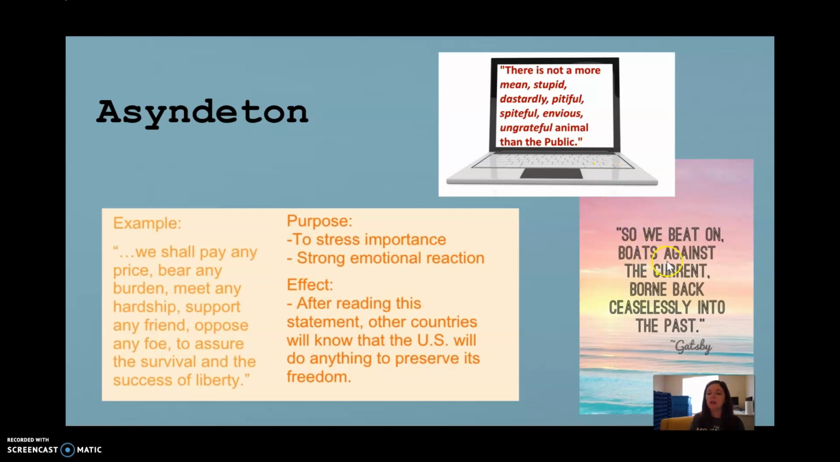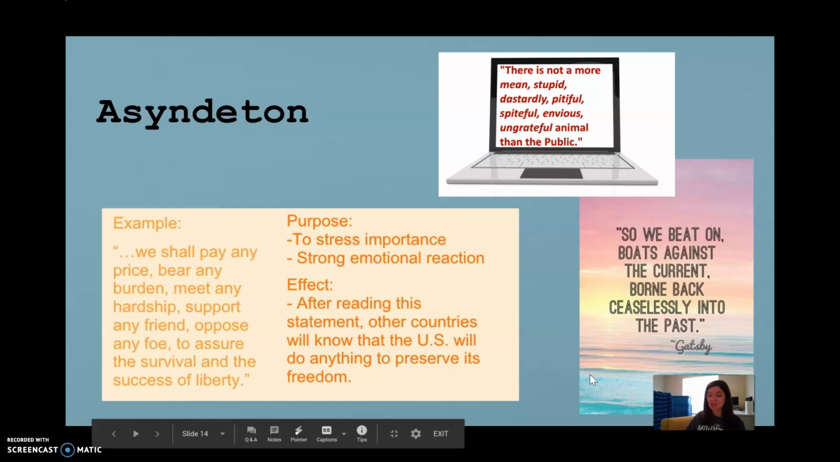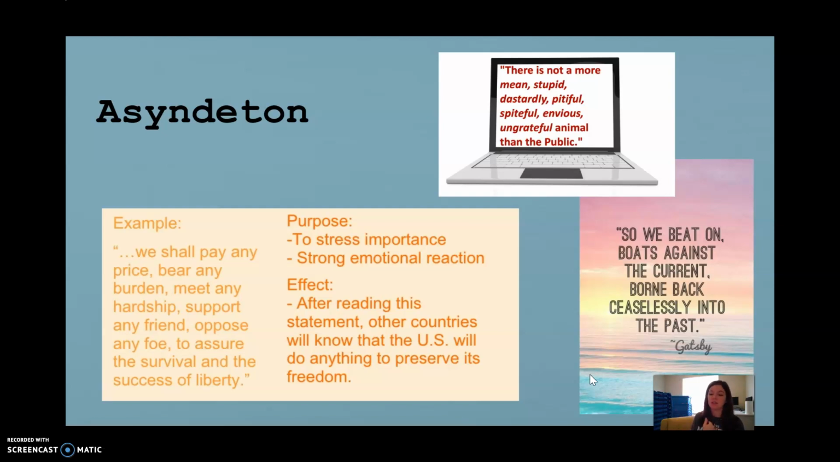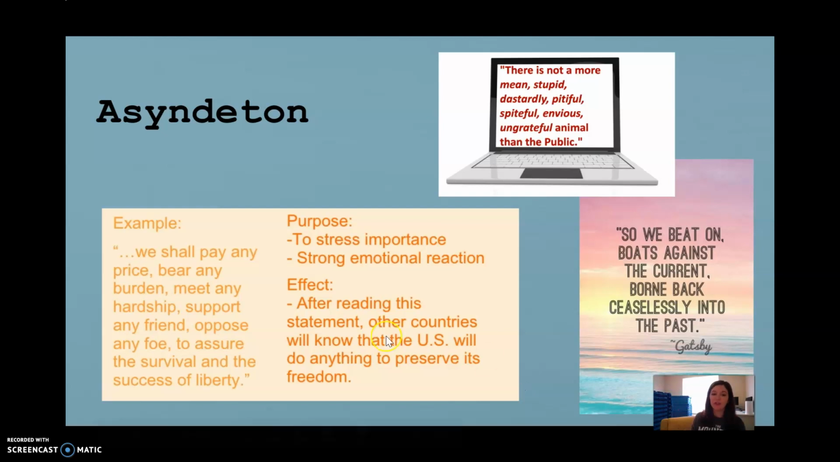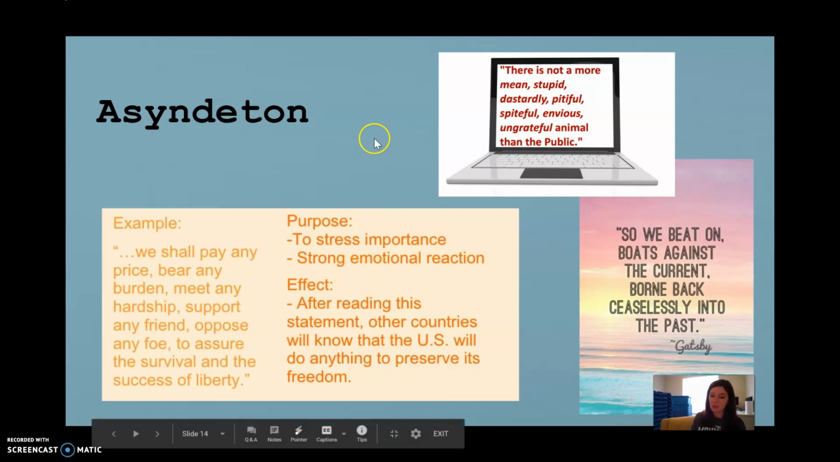"So we beat on, boats against the current, borne back ceaselessly into the past." So there should be some kind of conjunction here, but it would mess up the flow of this final line in The Great Gatsby. And so Fitzgerald left the conjunction out. And so those are the two main reasons: create intensity and speed, or create kind of a strong emotional reaction.